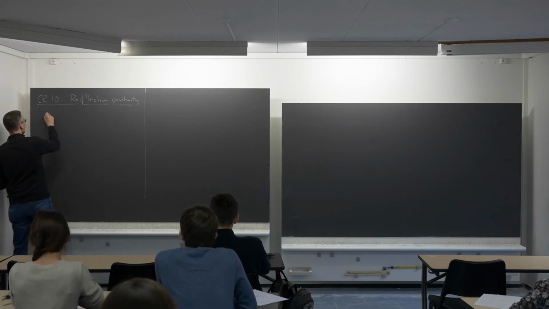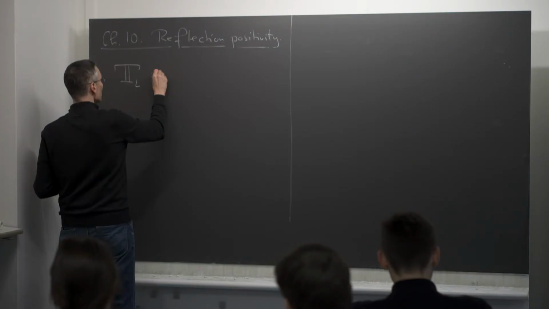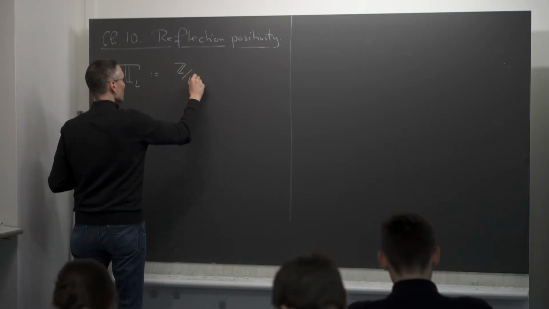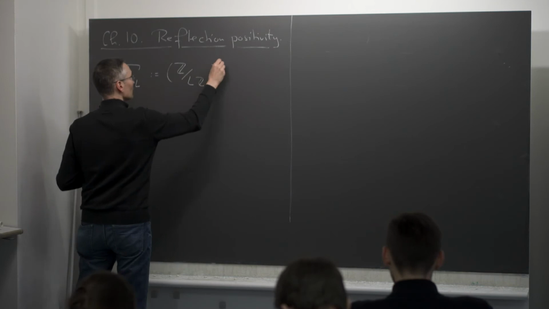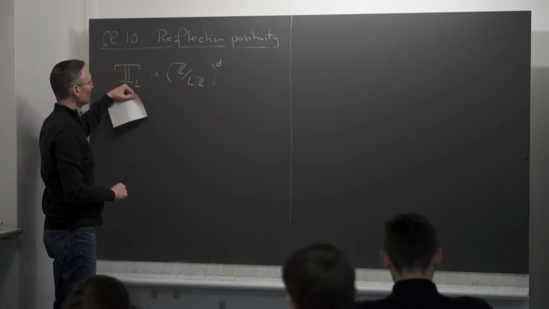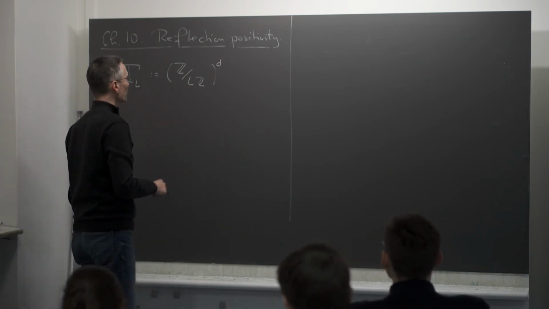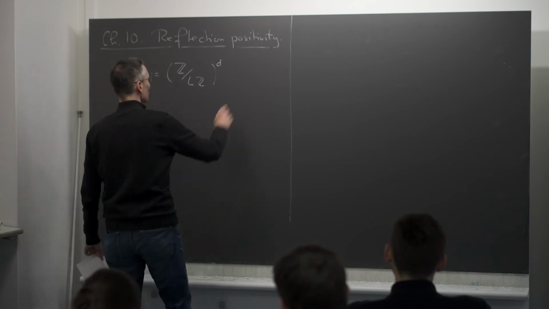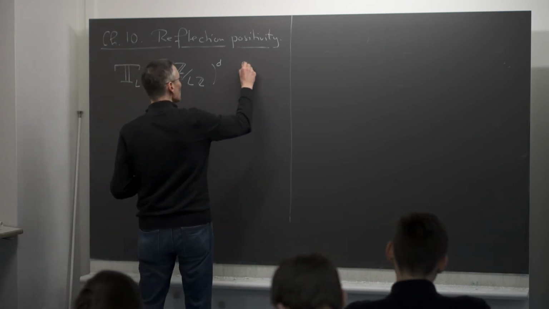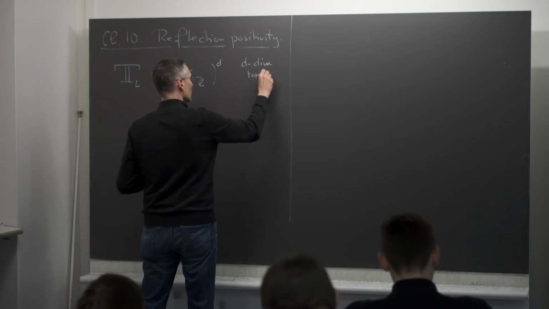So let me introduce a notation for my torus. I will denote it T_L. This will be, say, Z over LZ to the power d. I will not write explicitly the dimension in this notation. It will always be clear from the context. Okay? So this is the d-dimensional torus of size L.